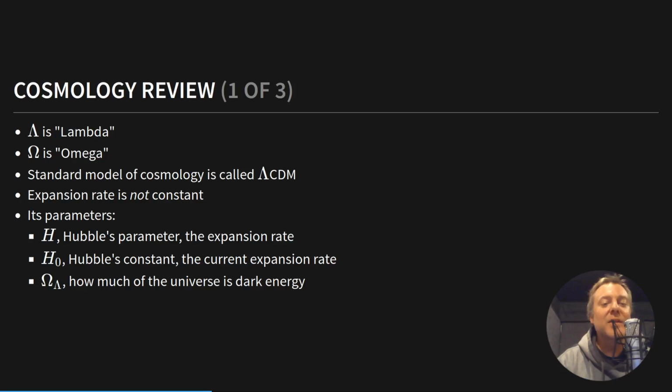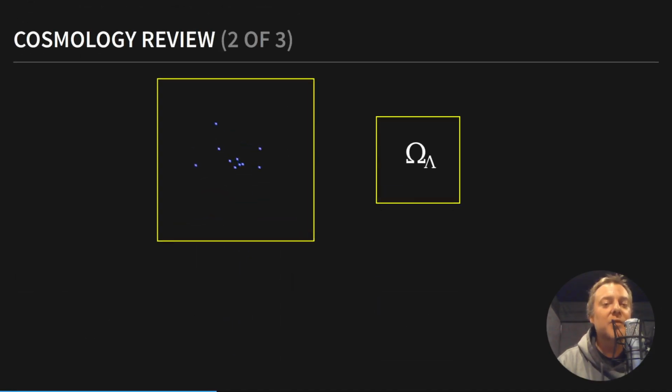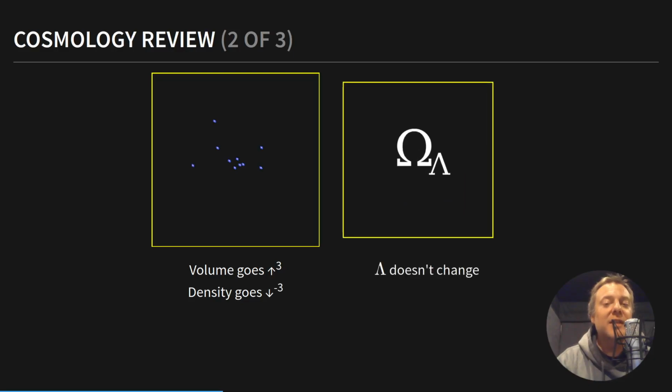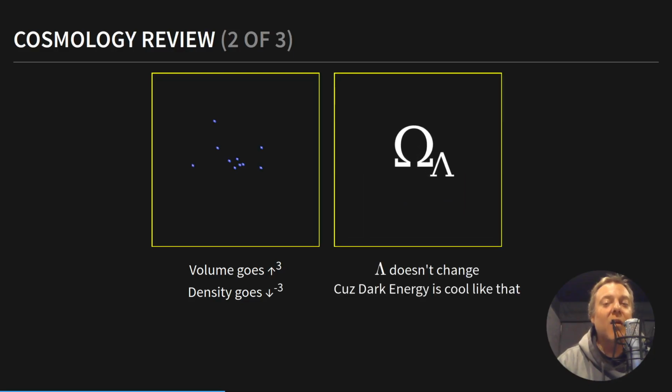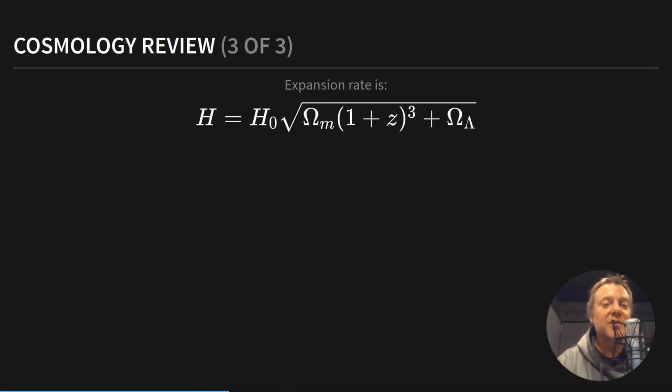Omega lambda is how much of the universe is dark energy, and omega m is how much of the universe is matter. When the universe expands, its volume goes up to the power of 3, one for each dimension, but the density of the matter in it goes down by the power of 3. With dark energy density, expansion doesn't change that at all. So we get this expression: omega m times 1 plus z to the third power plus omega lambda. We can use that to calculate an expansion rate.